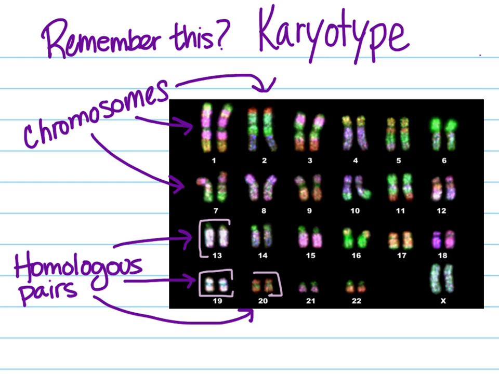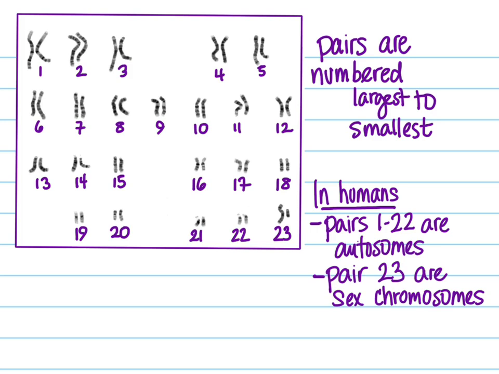So, every karyotype shows individual chromosomes, those things that look like little colored sausages, and it shows homologous pairs. Remember, those are the ones where you got one from your mama and one from your papa, and those pairs are numbered. They're not only numbered, they're numbered in descending size order. So the longest pair is numbered 1, and it goes in humans all the way through 23.